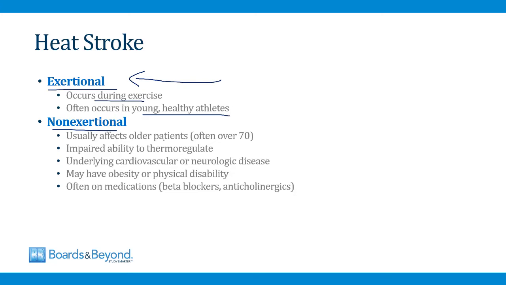Non-exertional heat stroke usually affects older patients, often over the age of 70, and many of these patients have an impaired ability to thermoregulate related to chronic disease. They often have underlying cardiovascular or neurologic disease. Many patients with non-exertional heat stroke have obesity or physical disability, and they're often on medications that impair the autonomic nervous system, things like beta blockers and anticholinergics.